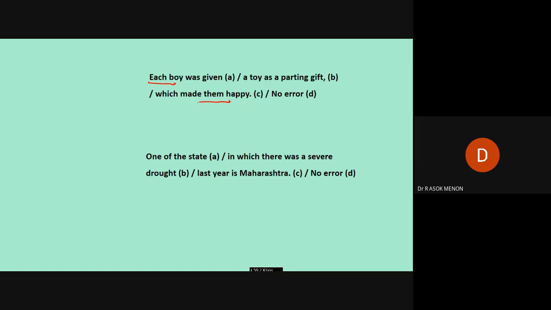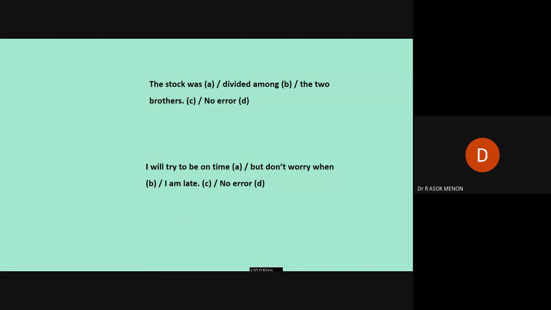One of these states is the correct usage, as in one of the states. Meher Venkatesh also said it correctly. Saurabh Mishra, you have gone wrong. See, when you say one of, you should have more than one state. Then only you mention one. When you have more than one state, you can mention one of them. Thus, it should be one of the states. One of the states in which there was a severe drought last year is Maharashtra. Okay, that's right. Now let's go to the next question.